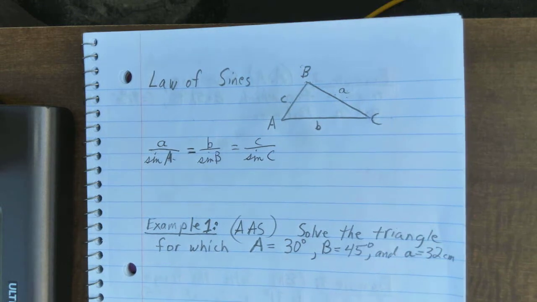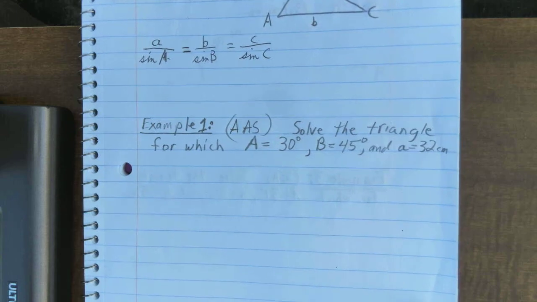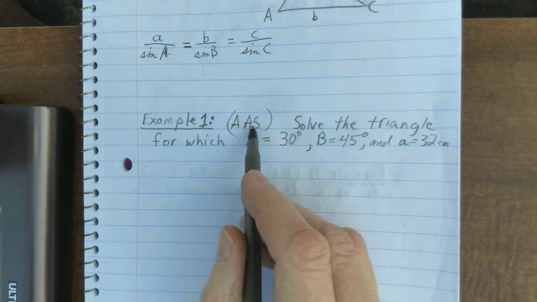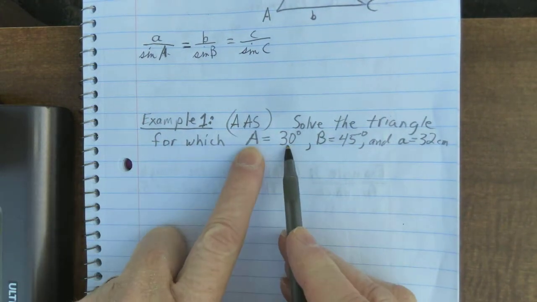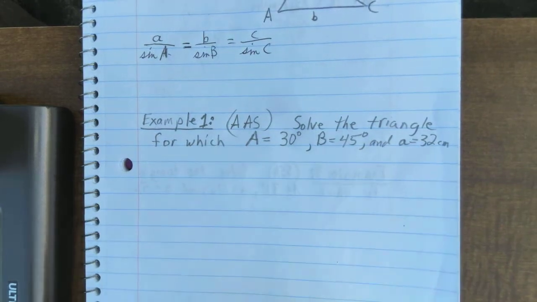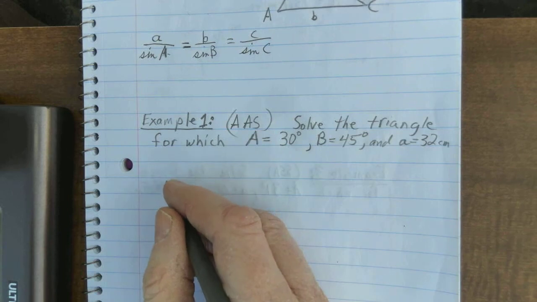So that's all we've got to do when we're solving these. I have a few examples for you. The first example is an angle-angle-side. It says: solve the triangle for which angle A is 30 degrees, angle B is 45 degrees, and little a is 32. I like to draw this a little bit.